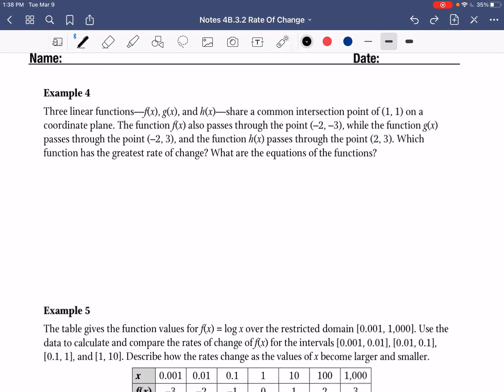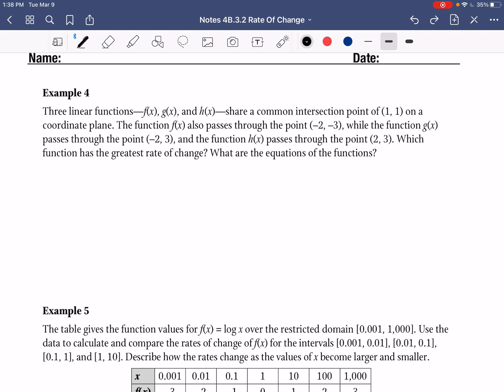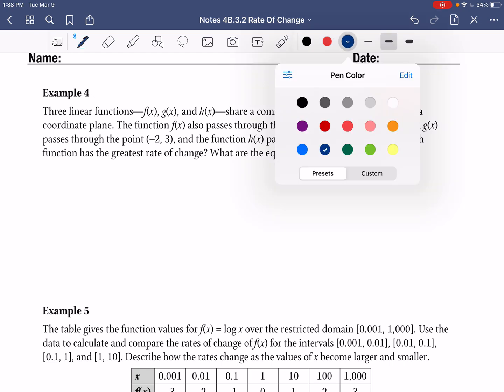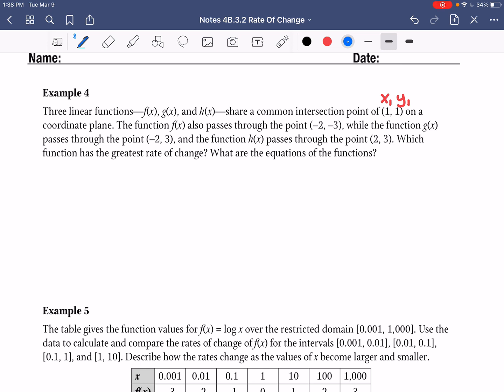All right, let's go to example number 4. It says 3 linear functions, f of x, g of x, and h of x, share a common intersection point of 1, 1. So they all share the same point of 1, 1. It's a point, so that means it's x1, y1. It's not in brackets. On a coordinate plane, the function f of x passes through the point -2, -3. So that's going to be our x2, y2. While the function g of x passes through -2, 3, so that's a different x2, y2. And then our last one is h of x passes through 2, 3, so it's going to be our next x2, y2. They all share the same point. They all have a different second point.